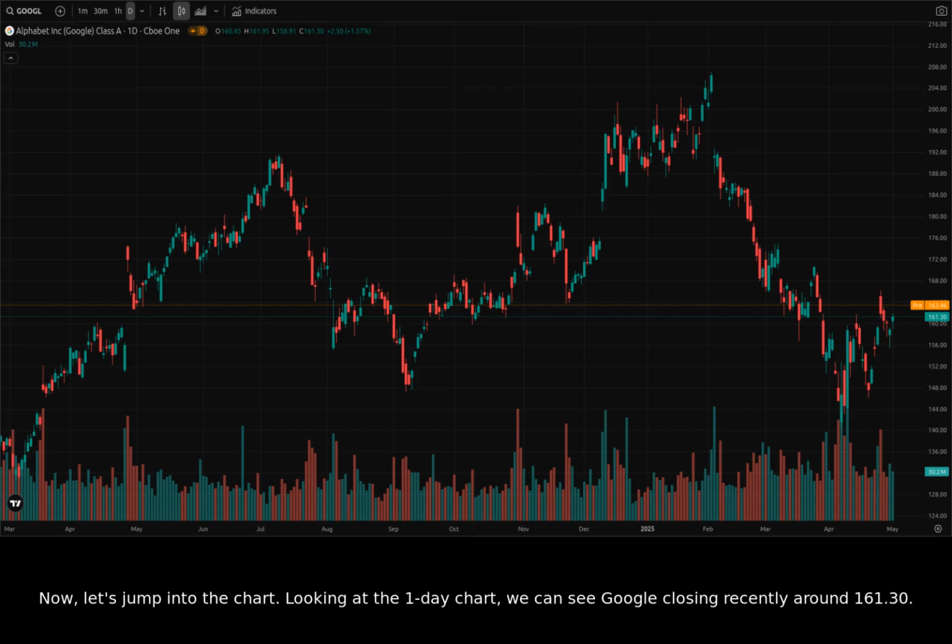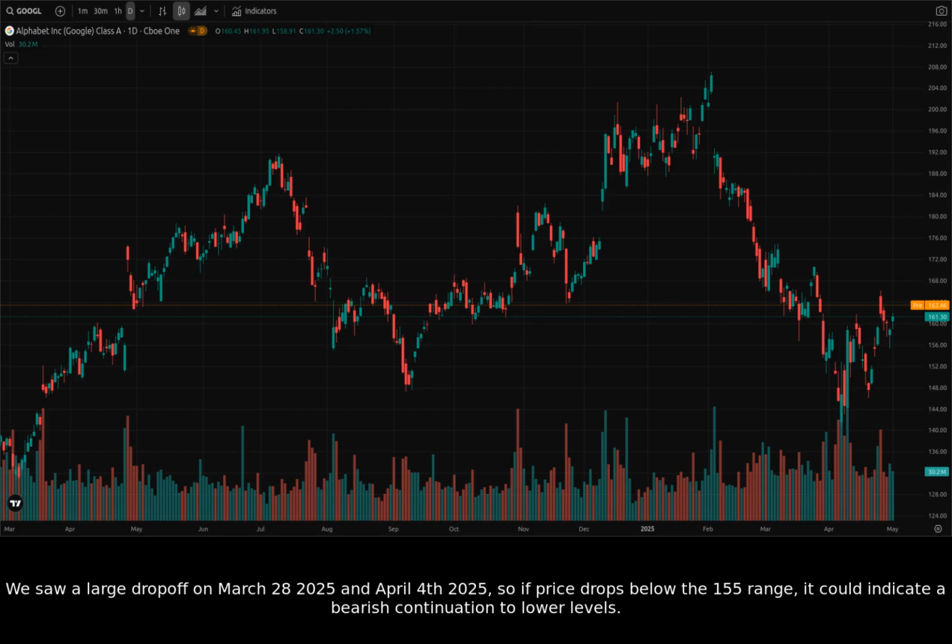Looking at the one-day chart, we can see Google closing recently around 161.30. We saw a large drop-off on March 28, 2025 and April 4, 2025, so if price drops below the 155 range, it could indicate a bearish continuation to lower levels.